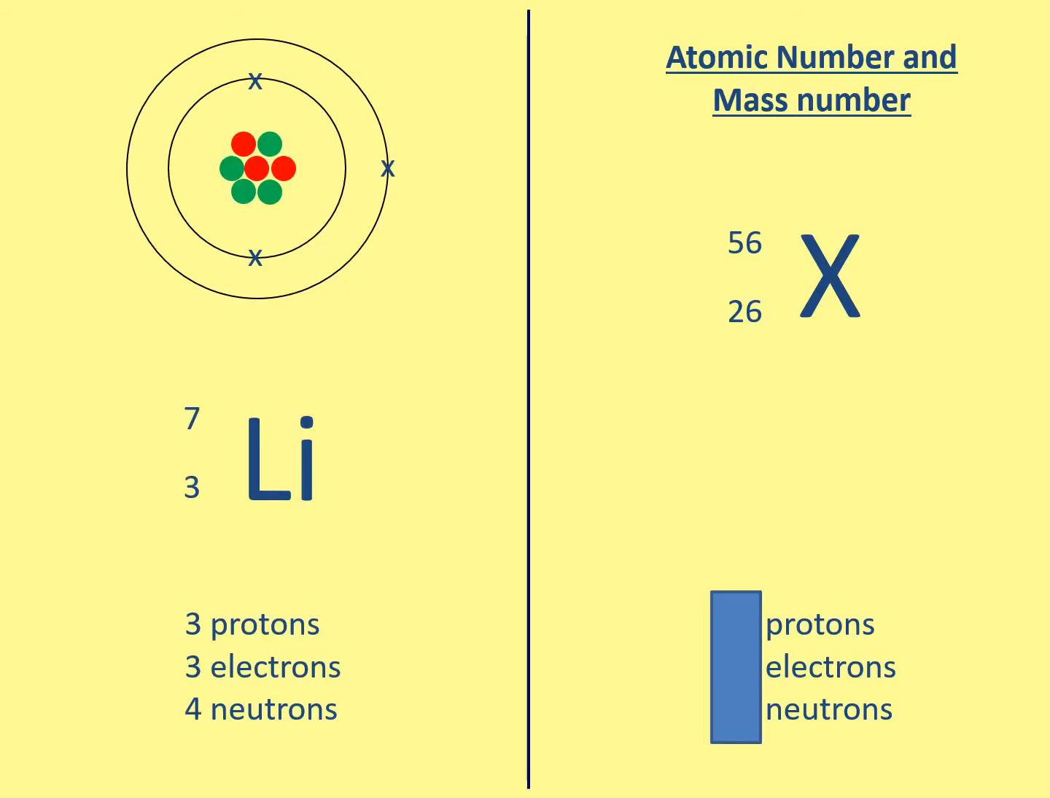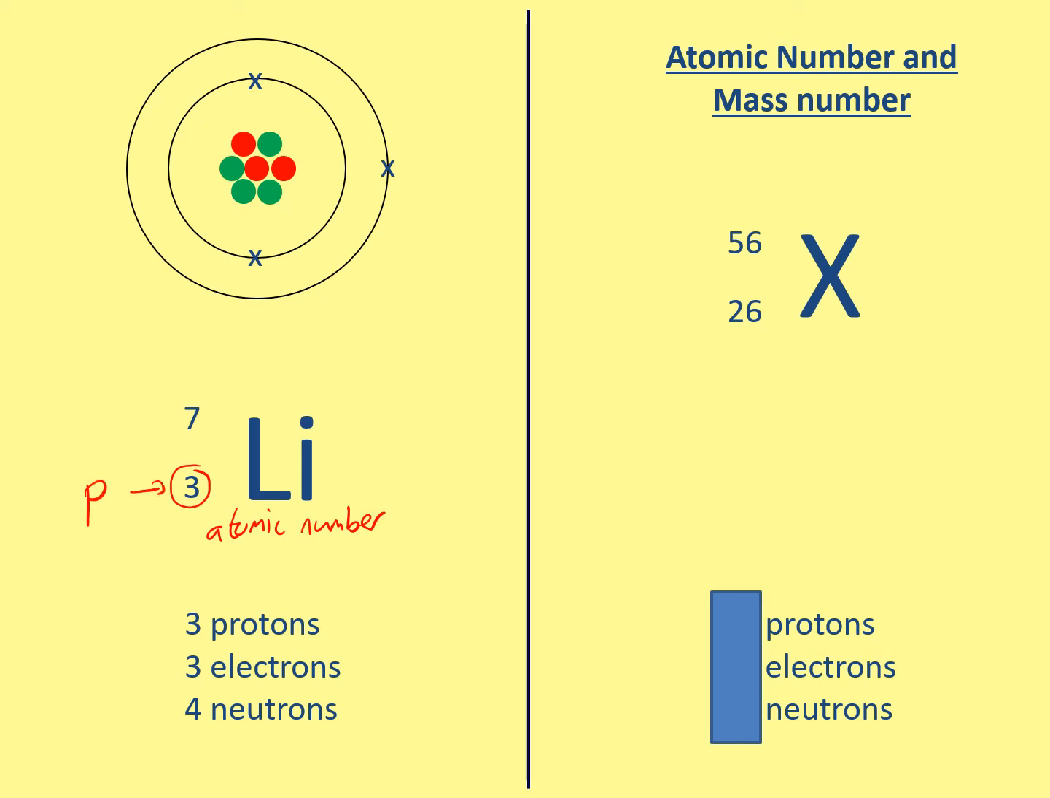Have a look on the left-hand side. We have a lithium atom. Now the lithium atom, you can see in the middle there, has got 3 protons and 4 neutrons. So the red ones are protons and the green ones are neutrons. So this number down here is called the atomic number. And this is the number of protons in the atom. This is the proton number.